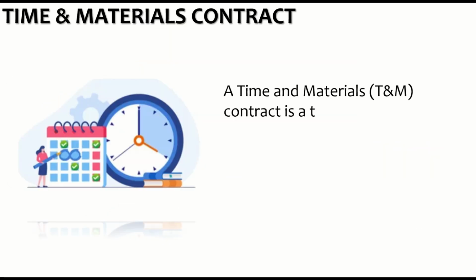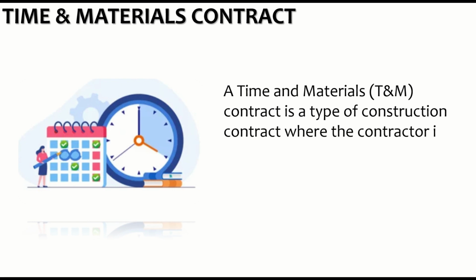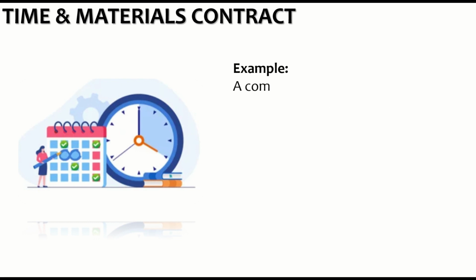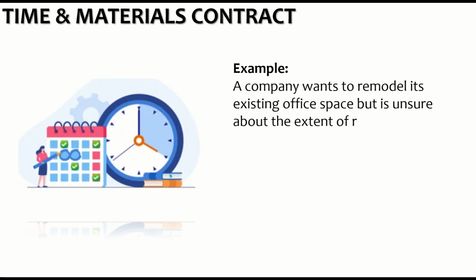A time and materials contract is a type of construction contract where the contractor is paid for the actual time spent on the project and the materials that have actually been used. An example of such a contract is a company that wants to remodel its existing office space but is unsure about the extent of renovations that are needed.